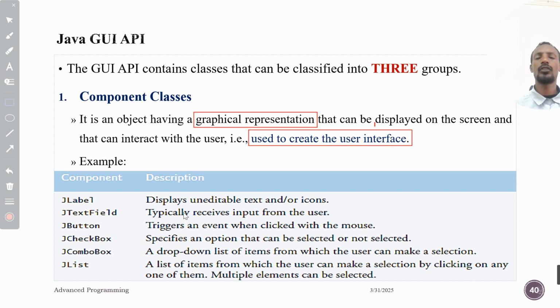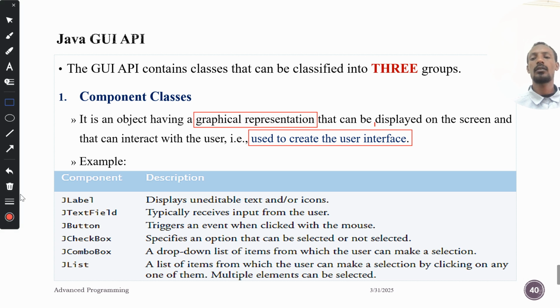JComboBox: there is a list of items given in a drop-down list, but you can select only one at a time. If you want to choose multiple items from the given list, you can use the JList. This is all about the examples of component classes in GUI.